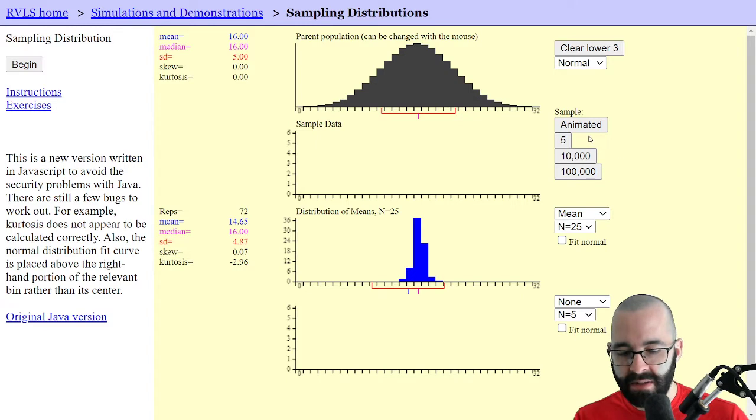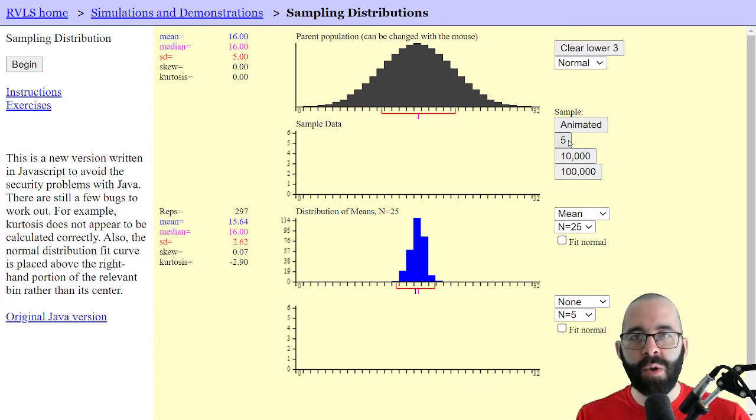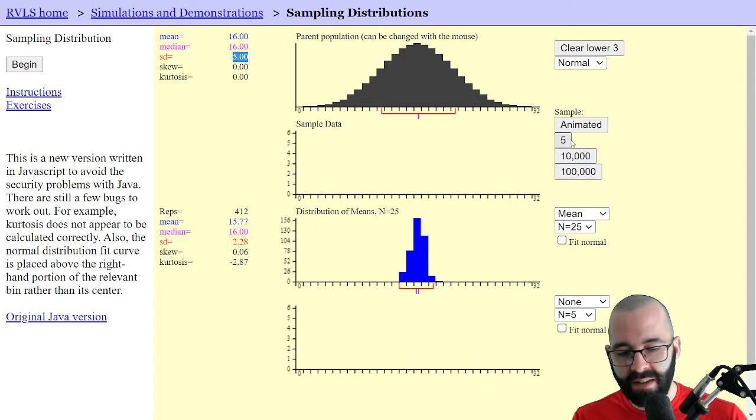Kind of similar. Let's keep doing it more. I'm clicking pretty fast now. Keep on adding 5 more samples, 5 more random samples with every click here. The mean is really close to 16 now. The median is still 16. Standard deviation got way smaller though, right? Originally, the standard deviation used to be kind of close to 5. Now it's getting smaller.